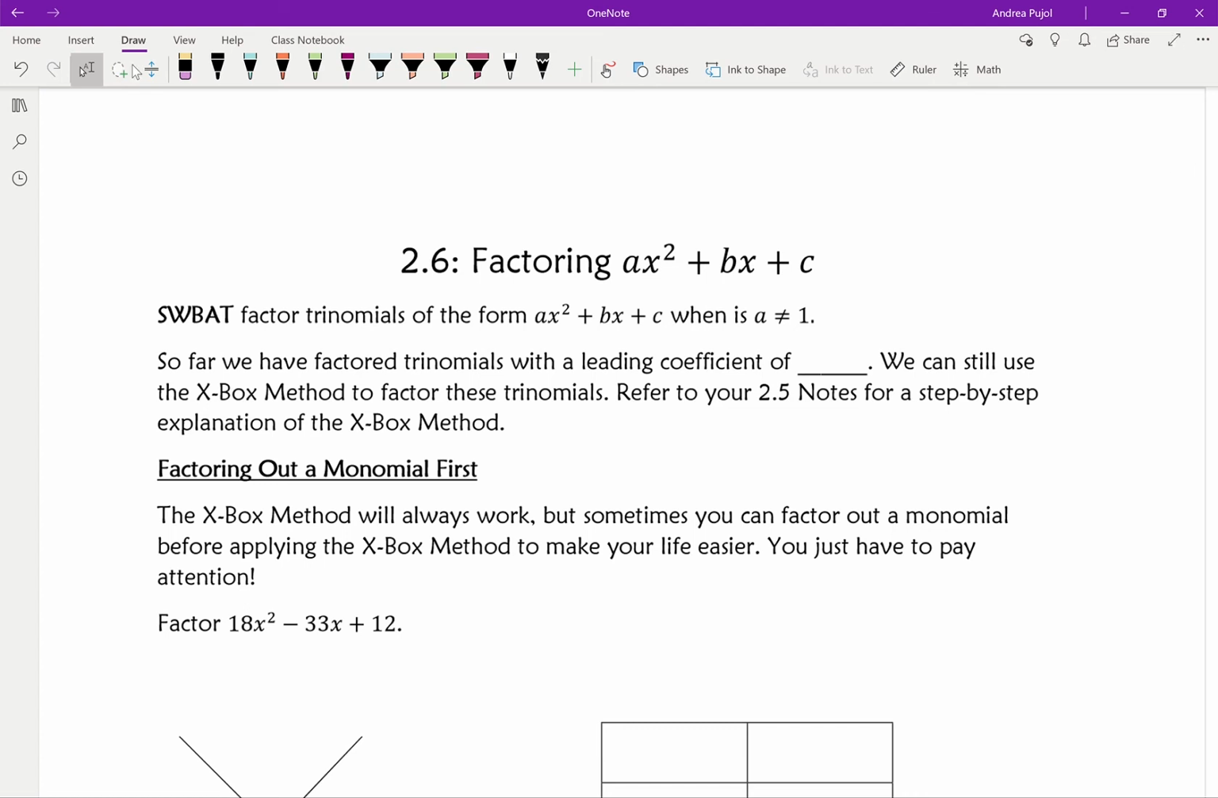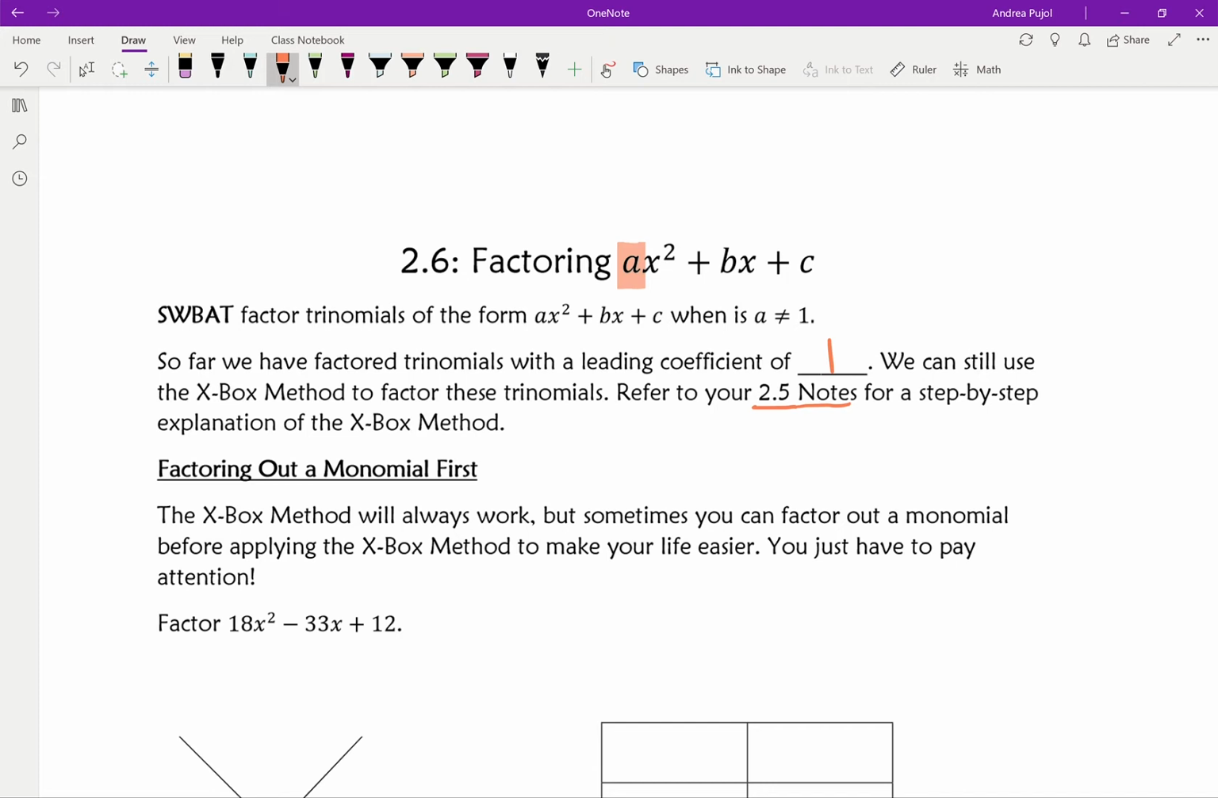In section 2.5, we talked about factoring polynomials that are in standard form, and for all of the problems that we looked at in that section, they were all trinomials with a leading coefficient of 1. So the leading coefficient is going to be that number in front of the squared term, and we use what's called the Xbox method to factor those.